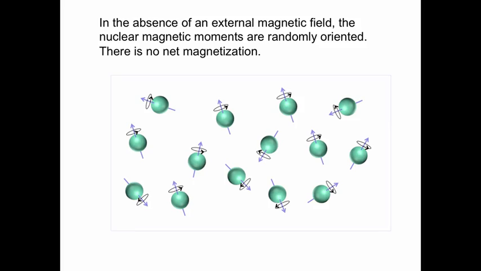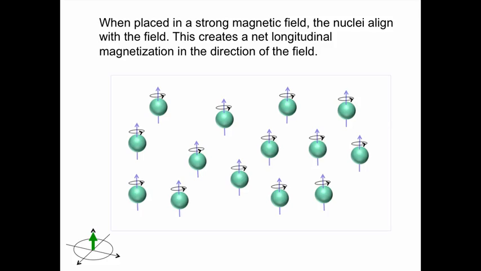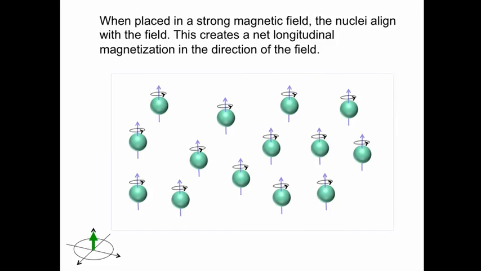Now going back to our proton, in the absence of an external magnetic field, the nuclear magnetic moments are randomly oriented vis-a-vis each other. So that means that if one proton is pointing in one direction, there's going to be another proton pointing in the opposite direction that cancels it out. So what we have here is no net magnetization, so the vector would be 0 in this case. When placed in a strong magnetic field, the nuclei align with it, and this creates a net longitudinal magnetization in the direction of the field.